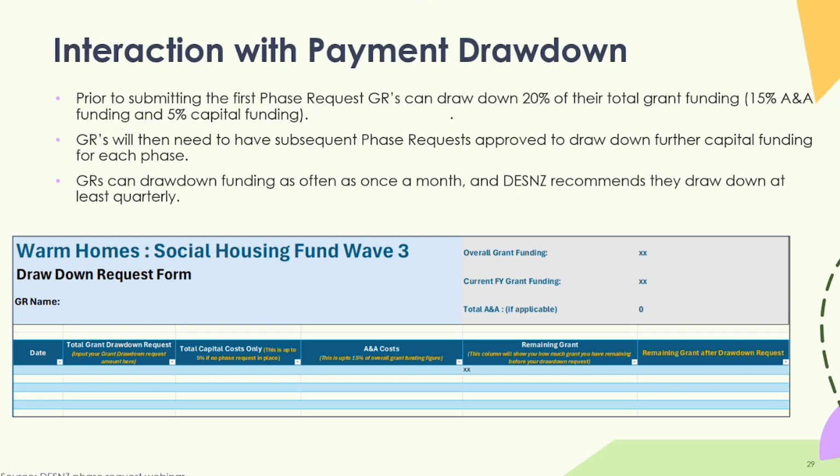So you can draw down a maximum of 50% A&A and 5% capital prior to having your first phase request. So if you have incurred costs already, I would certainly recommend that you get moving and put in some payment drawdowns for those costs already incurred. And that's payment drawdown in a nutshell.